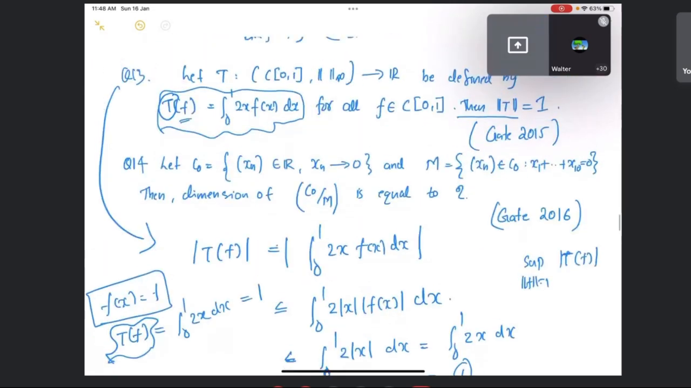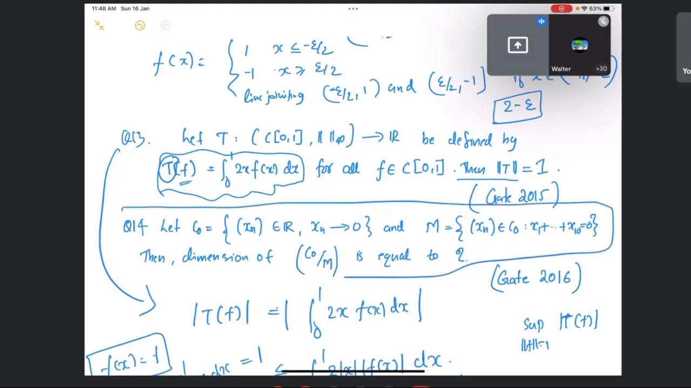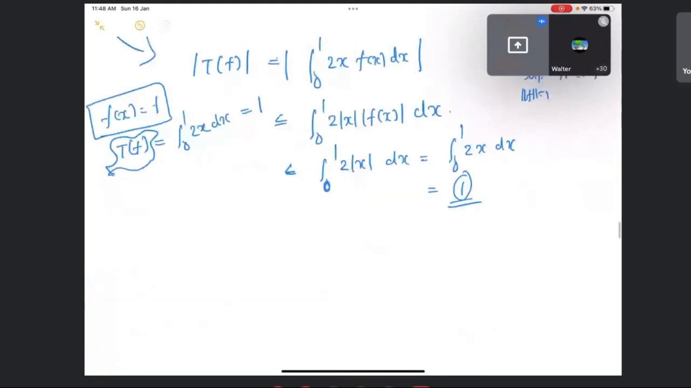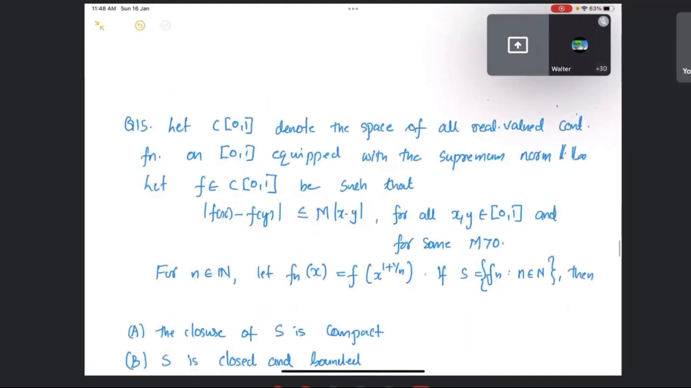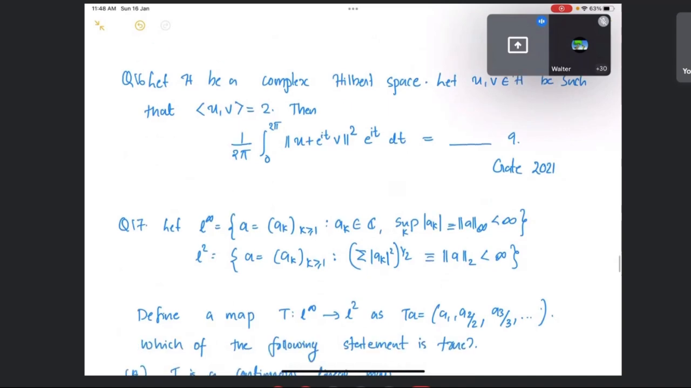Now, question number 14 is more of a linear algebra question, so I am skipping that. You don't need any tool from normed space functional analysis to prove this, so I am skipping this. Now question number 15 is also kind of real analysis.